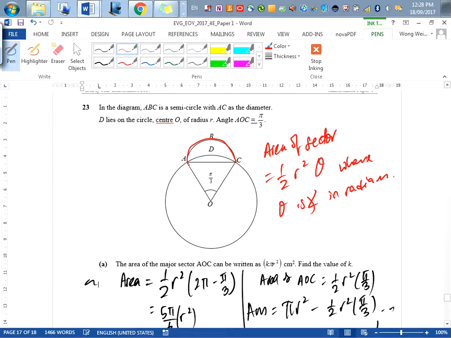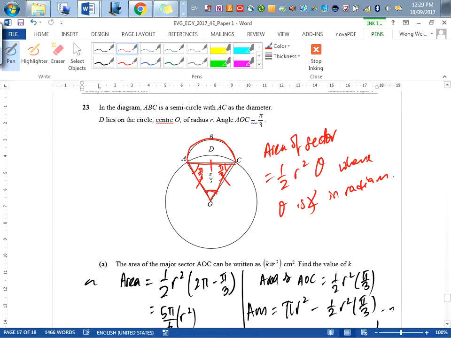What kind of triangle is this? Is it an equilateral triangle? Yes. This is 60 degrees. These are the radius. It is an isosceles triangle. Base angles are the same. In other words, 60 degrees, so pi over 3 also. So this is an equilateral triangle, meaning this side also has the same length.